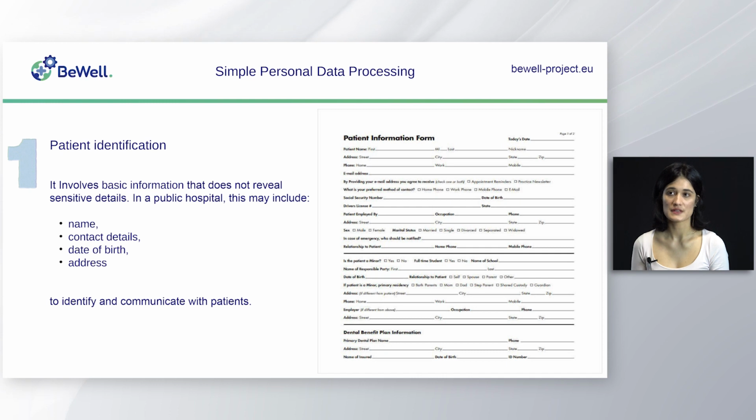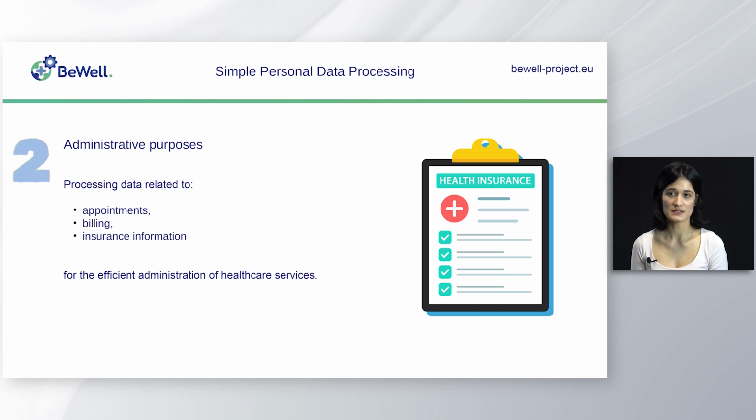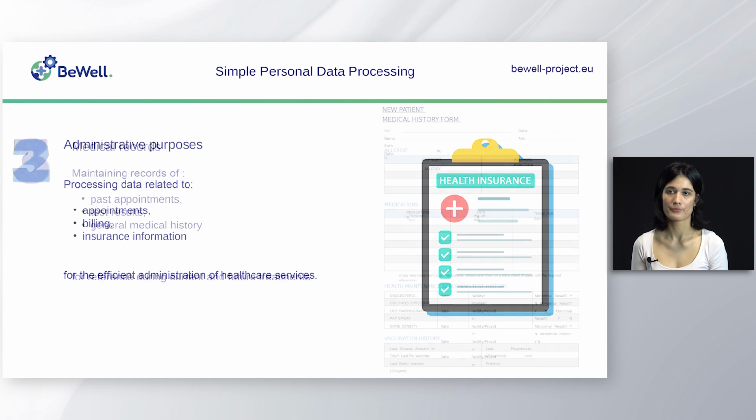Simple personal data processing. Simple personal data processing involves basic information that does not reveal sensitive details. In a public hospital, this may include patient identification, collecting and storing personal information like name, contact details, date of birth, and address to identify and communicate with patients, administrative purposes, processing data related to appointments, billing, and insurance information for efficient administration of healthcare services.